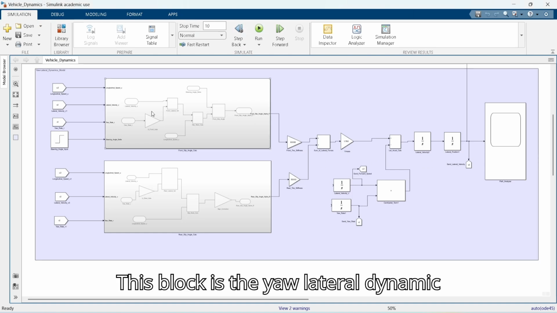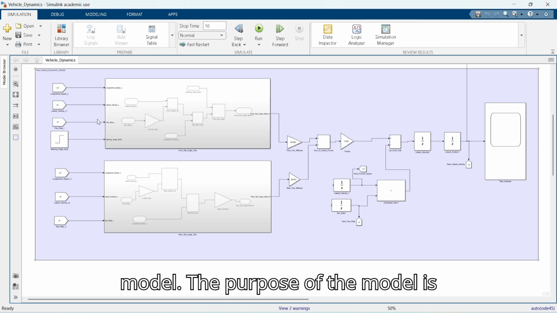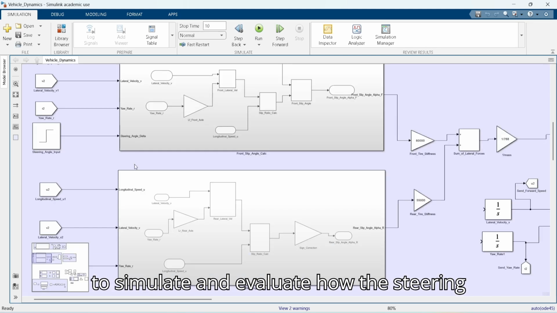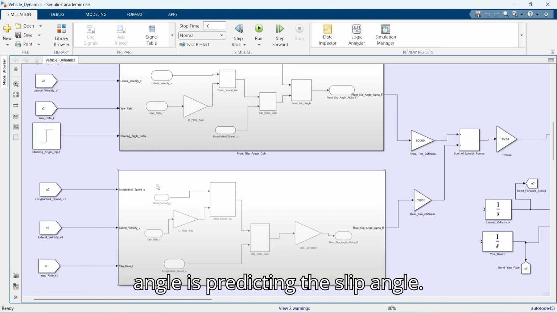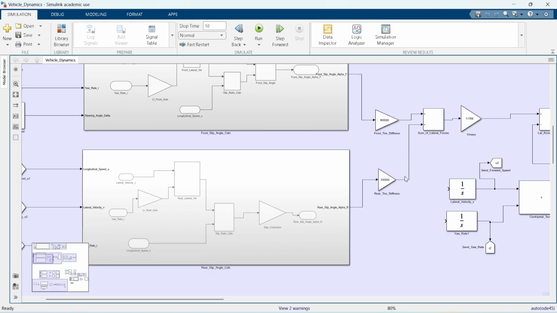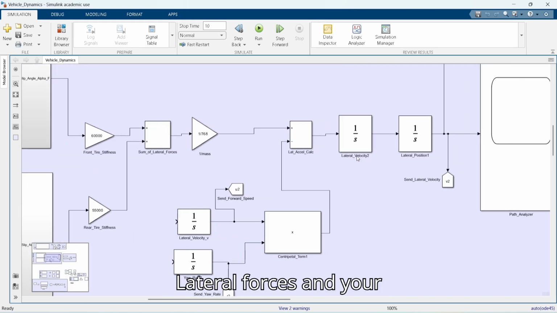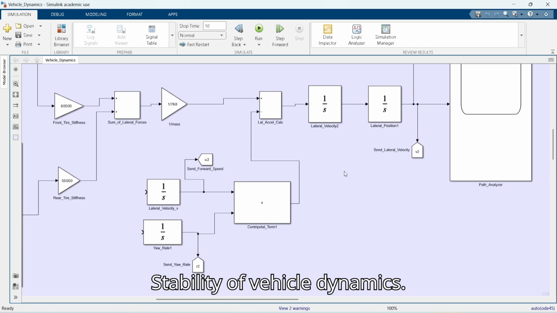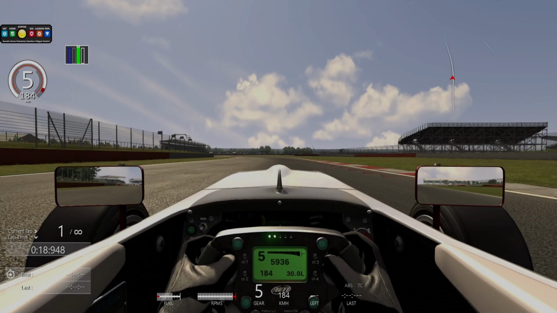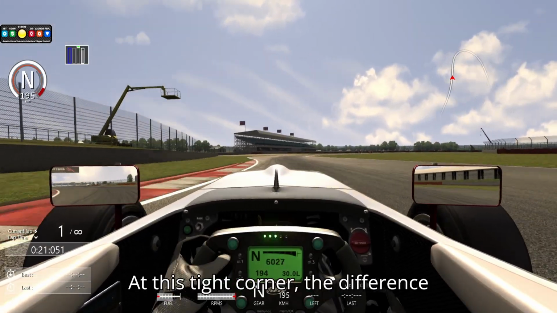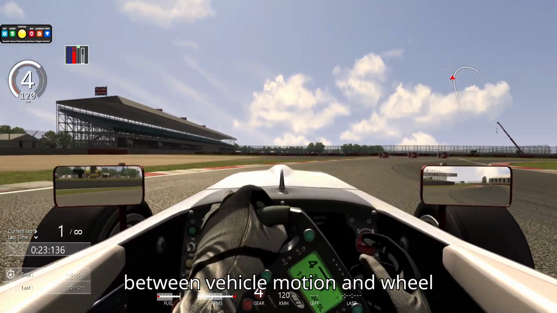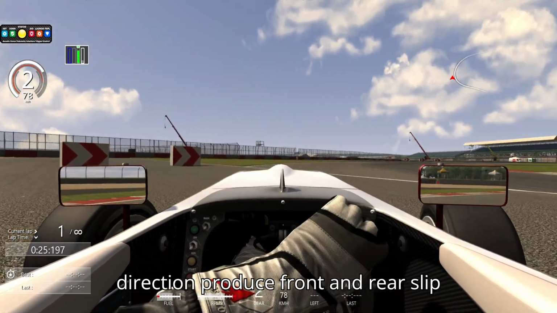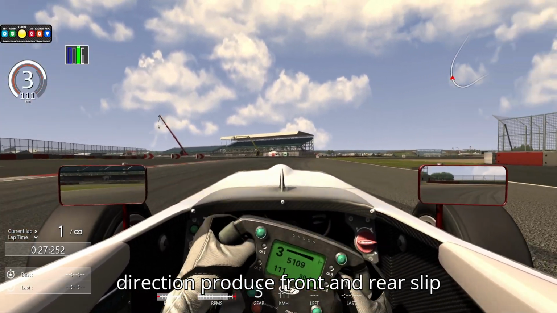This block is the lateral dynamics model. The purpose of the model is to simulate and evaluate how the steering angle predicts the slip angle, lateral forces, and the yaw motion, and overall handling stability of vehicle dynamics. At this tight corner, the difference between vehicle motion and wheel direction produces front and rear slip angles.